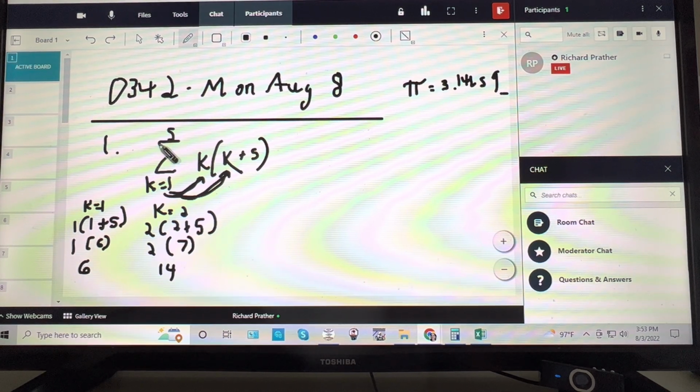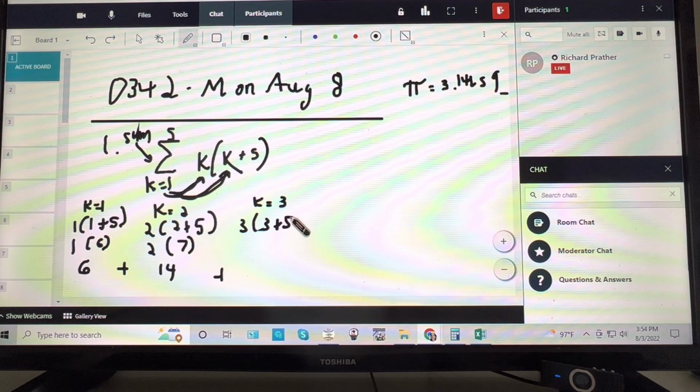And this symbol again means sum of. So after you get each answer, you start putting pluses between them all. So then I'm going to add whatever the answer turns out to be for 3. 3 times 3 plus 5. 3 plus 5 is 8. 8 times 3 is 24.